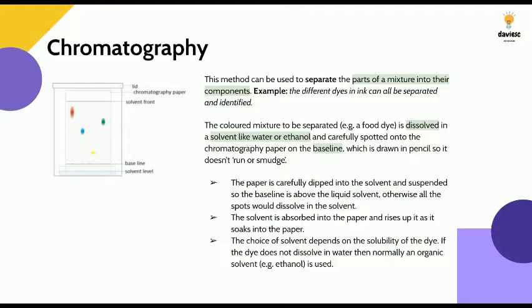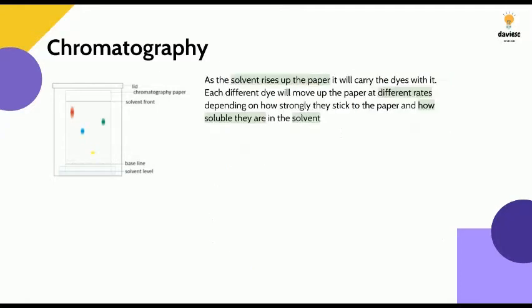The solvent is then absorbed into the paper and it rises up as it soaks into the paper. The choice of solvent depends on the solubility of the dye, so if the dye does not dissolve in water, then you can use ethanol instead. As the solvent rises up the paper, it carries the dye with it, so each different dye will move up at different rates depending on how strongly they stick to the paper and how soluble they are in the solvent.